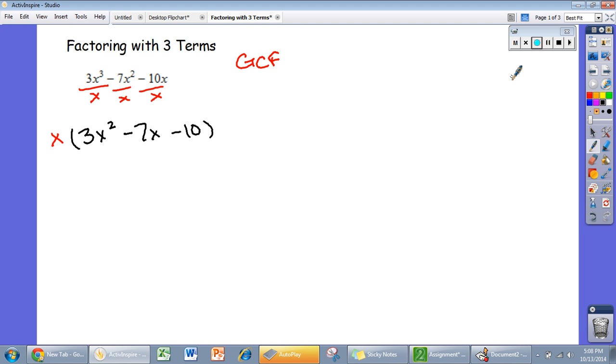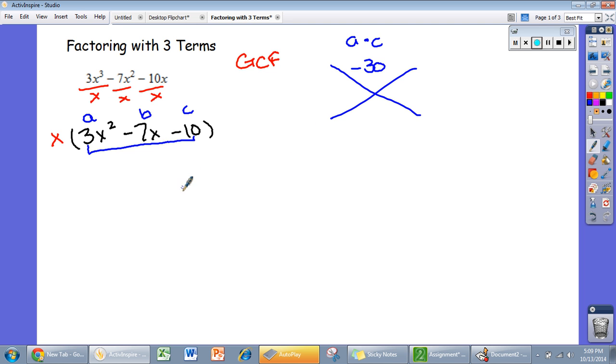At this point, we're going to do what we call the field goal method, where I'm going to multiply my first term. If we talk about the terms as term A, term B, and term C, I'm going to multiply my A term times my C term. In other words, the 3 times the negative 10, and I'm going to get a negative 30 and put it at the top of my x. My B term, to include the sign, is negative 7, and that goes at the bottom of my x.